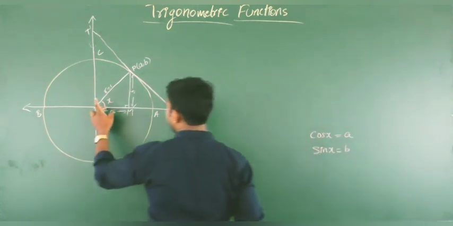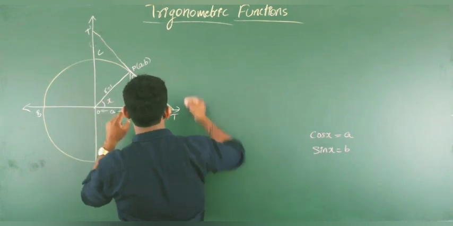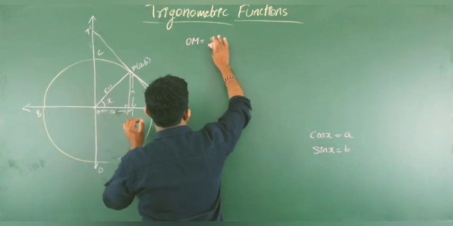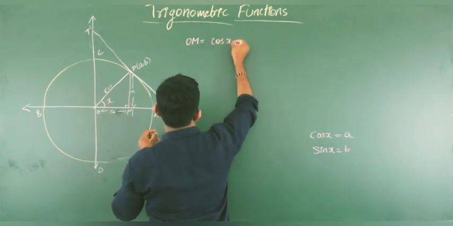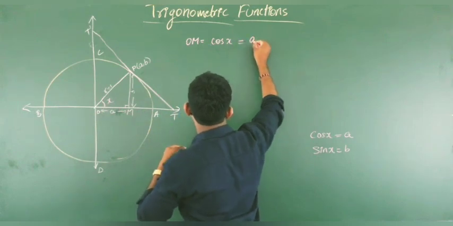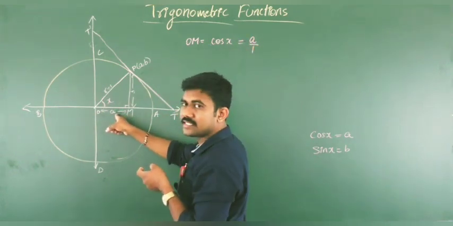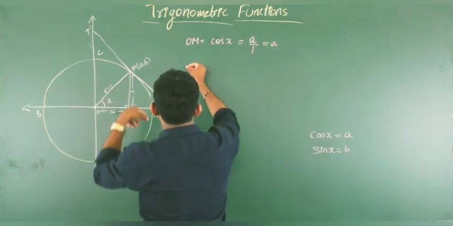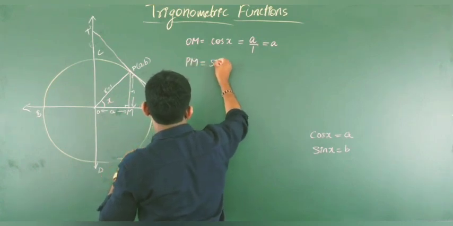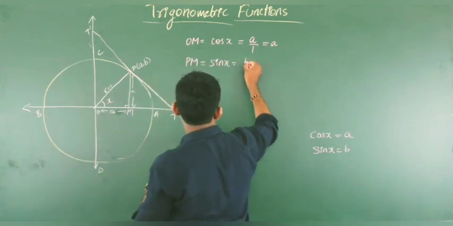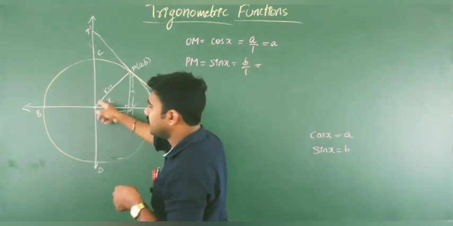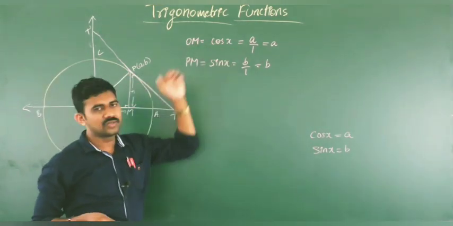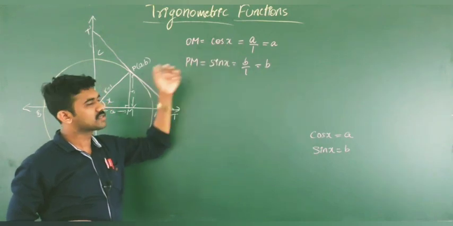So PM is nothing but B, and OM is nothing but A. OM means cos x, that is A divided by 1, adjacent side divided by hypotenuse side, so A by 1 is equal to A. Similarly, PM is sin x, which is B by 1, opposite side divided by hypotenuse side, that is nothing but B only. So PM is equal to B and OM is equal to A. So OM is equal to cos x, and PM is equal to sin x.